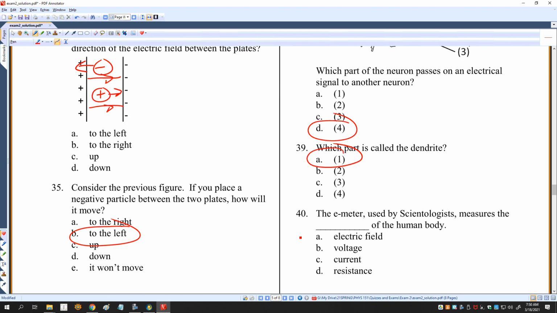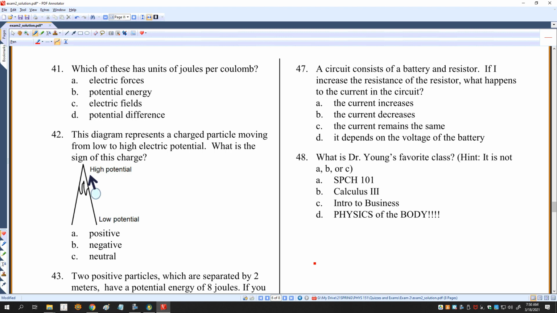The E-meter used by Scientologists measures the resistance of the human body. The next best answer would be current because the E-meter does measure current, but the body doesn't have a current, right? The body has a resistance. So it measures the current in order to figure out what the resistance of that body is. Which of these has units of joules per coulomb? That's an energy per charge. That would be potential difference, not potential energy. Potential difference. So remember here, this is newtons, this is joules, this electric field is a newton per coulomb, and then this is a joule per coulomb.